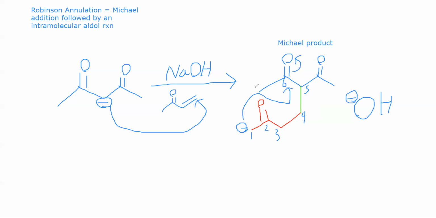But this is the intramolecular aldol step. And it's going to form a 6-membered ring. And it really helps to number your carbons when you do these, because it's really easy to get confused when you have so many carbons in so many different places. So I numbered them before, I'm going to number them again.